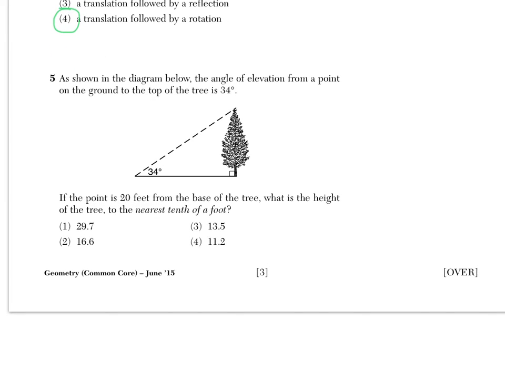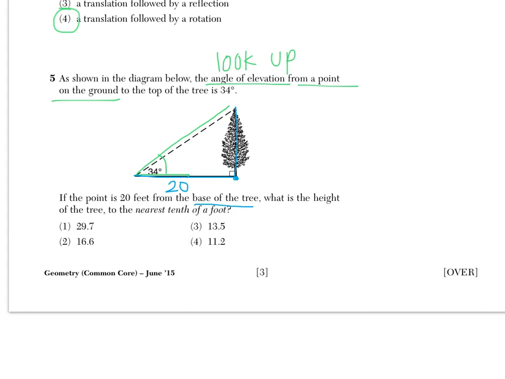Question 5 says, as shown in the diagram below, the angle of elevation from a point on the ground to the top of the tree is 34 degrees. So angle of elevation means look up. And it says from a point on the ground. So we look from the ground up to the top of the tree is 34 degrees. If the point is 20 feet from the base of the tree, the bottom of the tree to the point is 20 feet. What is the height of the tree?